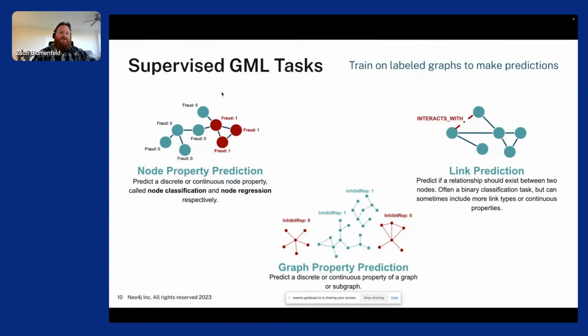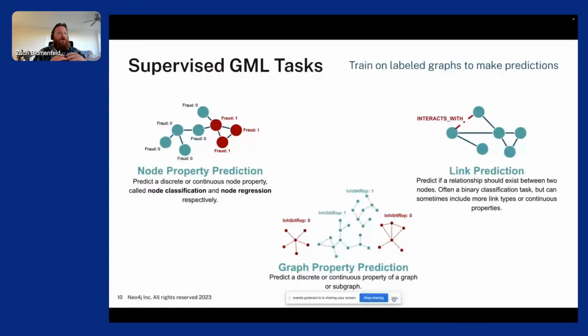And if we think of what the technical things are that graph machine learning does, there are really two big groups, as is normal with machine learning. We have our supervised machine learning tasks, and this is where we're training on graphs that have labeled data inside of them to make predictions. And there are three big buckets inside of here.